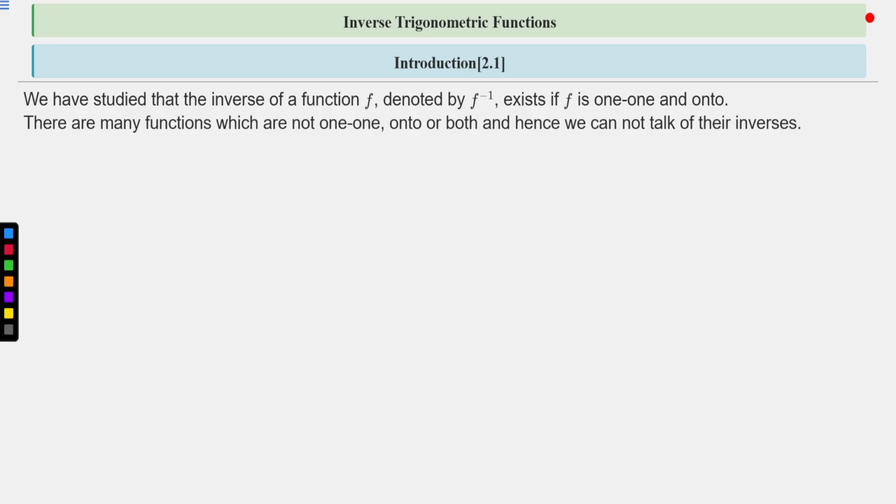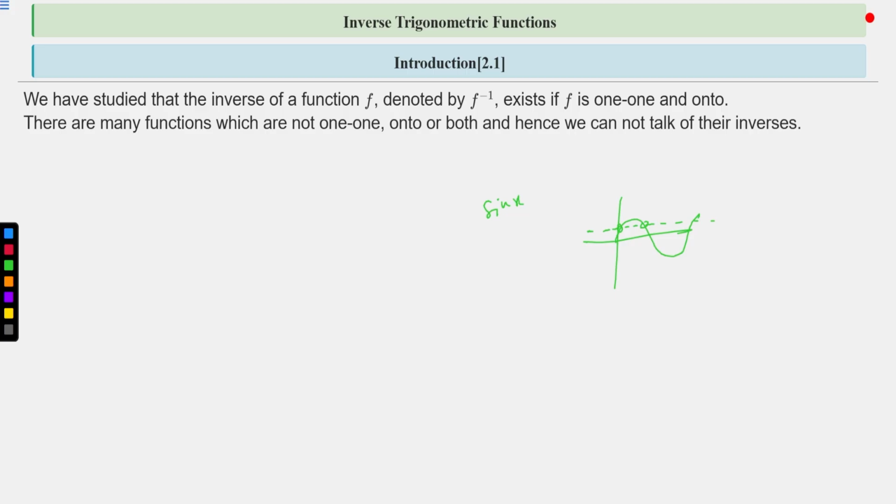Now there are many functions which are not 1-1, onto, or both. Hence we cannot talk of their inverses, right? There are a lot of functions which are not 1-1 and onto. Suppose you take sin x. The graph of sin x is this one. So sin x in its domain is not 1-1, right? Because if you draw any line parallel to the x-axis, it will cut the curve at more than 1 point. So sin x is not 1-1 in its domain.